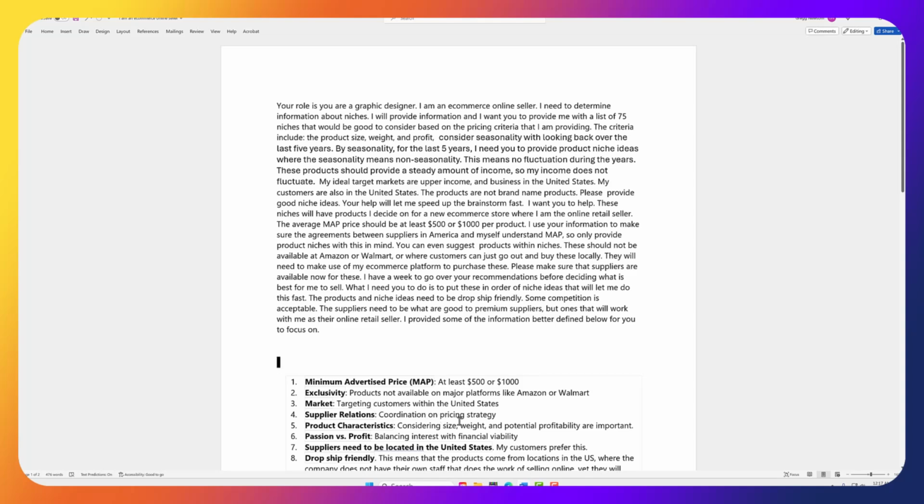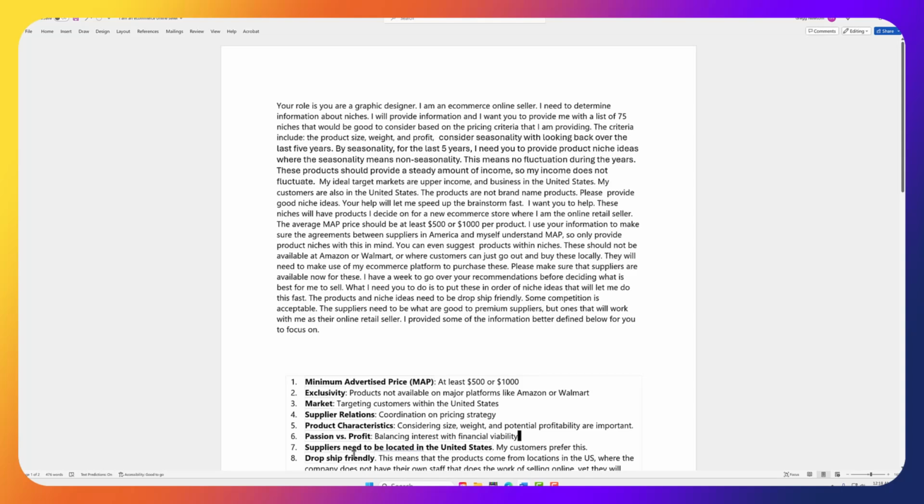Supplier relations, coordination on pricing strategy. Product characteristics are going to include the size, the weight, and potential profitability for each. One of the things is passion versus profit, and this is where I say balancing interest versus financial viability. Keep in mind, the way I'm presenting this information is that this is a business. So I may end up with a store that sells ice machines or ottomans, which is maybe not the sexiest thing in the world, but it doesn't matter, because I'm focusing on supplying a product that I know is going to be needed by certain people, and they're willing to pay a certain amount.